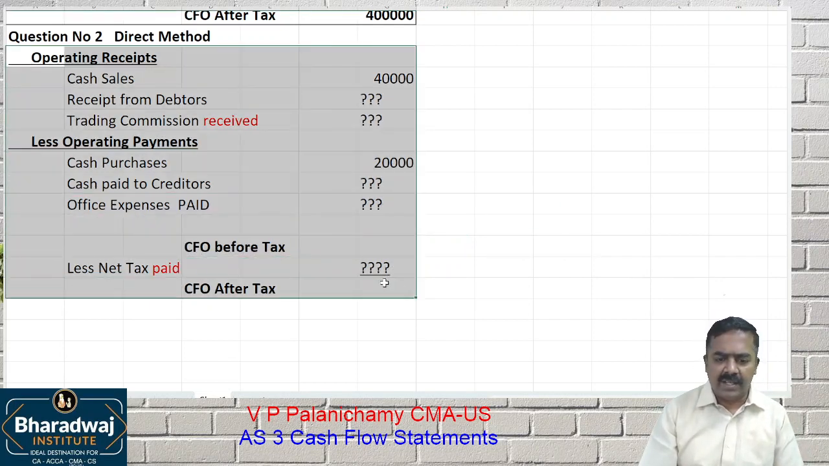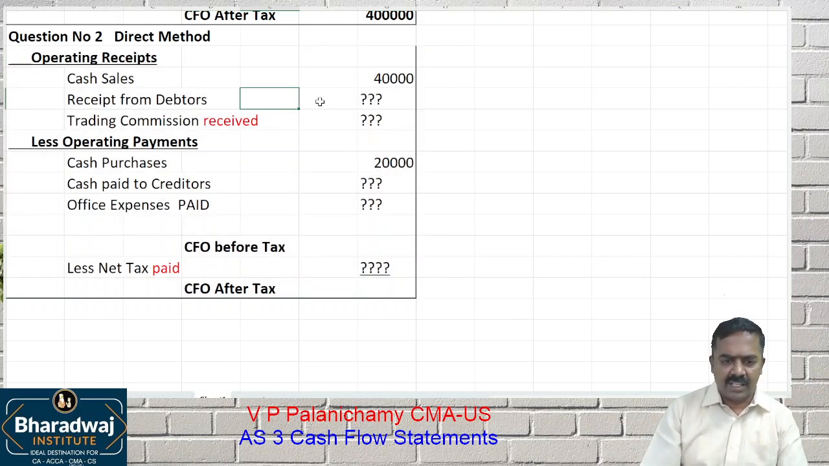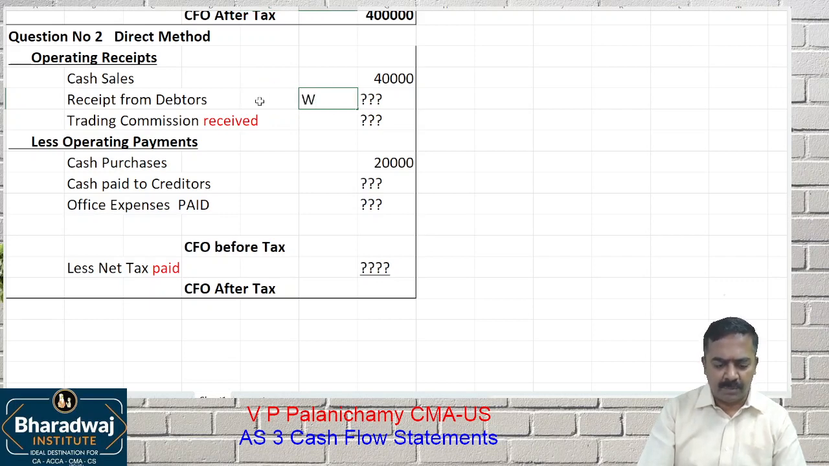Maybe this is our main answer, right? So leave around 10 lines of gap, 10 to 12 lines of gap. Then start the working note. Working note for cash receipt from debtors. You can prepare debtors account or try to find out by any method. No need to prepare ledger. If you can prepare by logical method, you can work out. Working note 1, working note 2, and so on. Prepare the working notes and tell me.